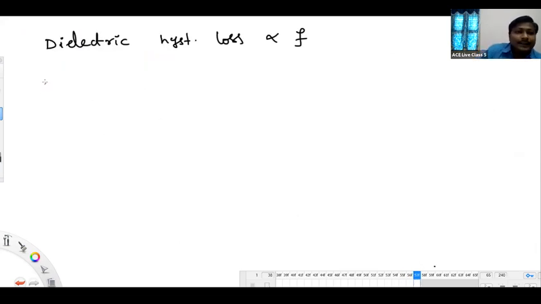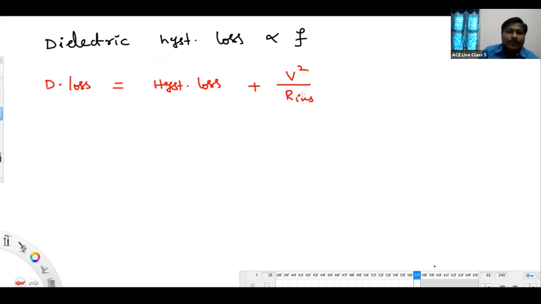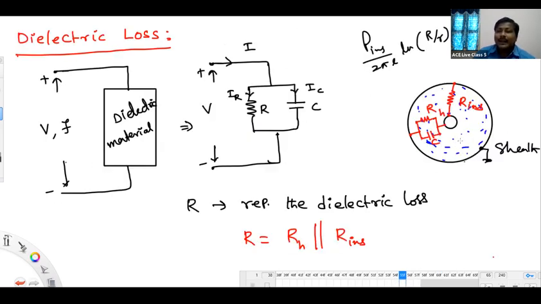Now I can say dielectric loss consists of two parts. One is the hysteresis loss component. The next component is power loss due to insulation resistance, which I am calling V square by R insulation. Two losses we have: one is hysteresis, the next one is V square by R insulation. V is the operating voltage. So V square by R insulation is the power loss due to insulation resistance.